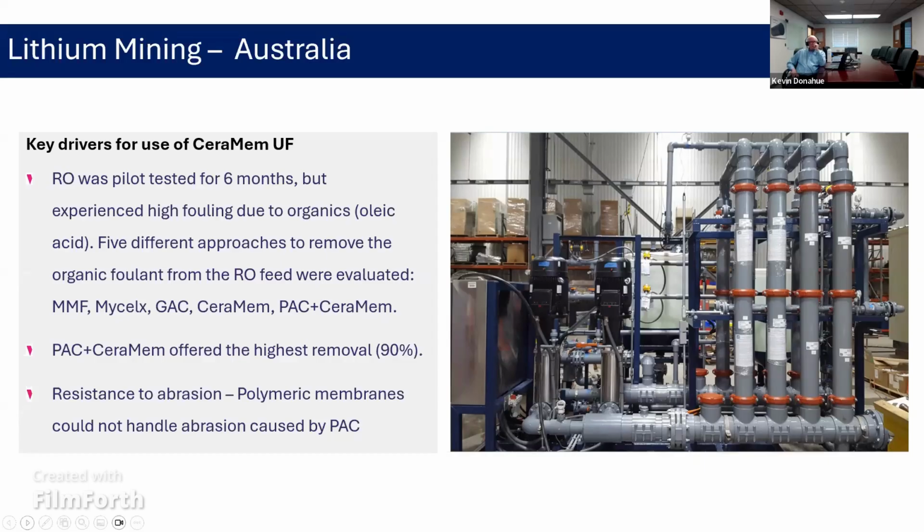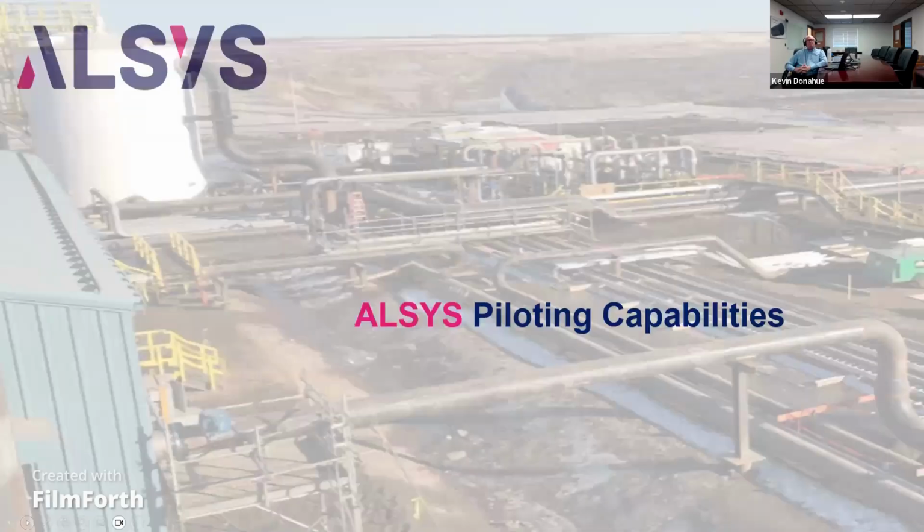And one other point to note here is why ceramic membranes were chosen: they are so resistant to abrasion. You could imagine the abrasion that might be caused by fine particles of carbon with a soft polymer surface; membrane life could have been very short. Next slide, please. So I'll hand it over to Nick.